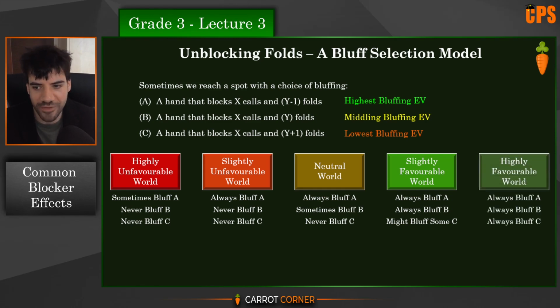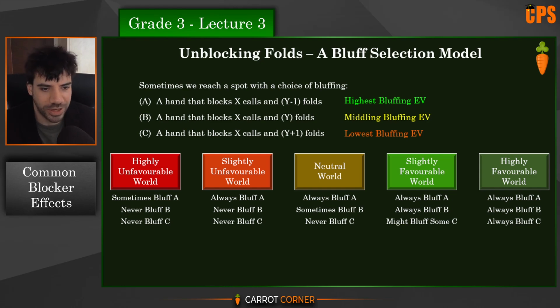Finally, we have highly favourable worlds. These tend to arise either when you have someone filtering their range by calling, the other person checking back, just like in the slightly favourable world, but also these can arise when you have a pre-flop raiser who doesn't bet yet and makes it to the river. They've delayed their c-bet twice basically, and they've maintained that range advantage that they got from pre-flop.